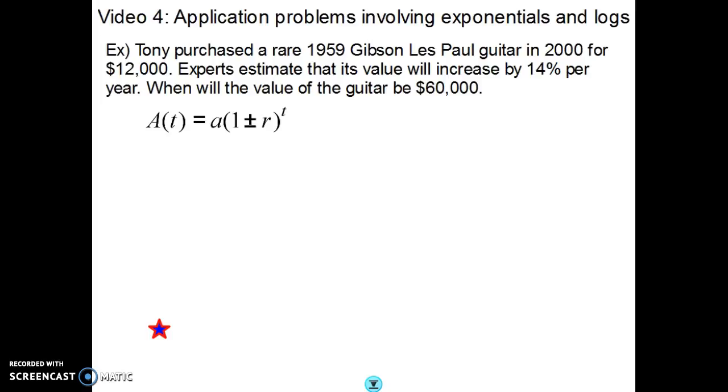So, if you remember, here's our exponential growth and decay formula. We can plug in the pieces we know and find the one that's missing, which is time. We know the final amount is going to be 60,000. We know the initial amount, little a, is going to be $12,000. And we know that our rate of growth, we're growing, so it's plus, is 0.14 because it's 14%. T, how long it takes, is the only piece that we do not know.